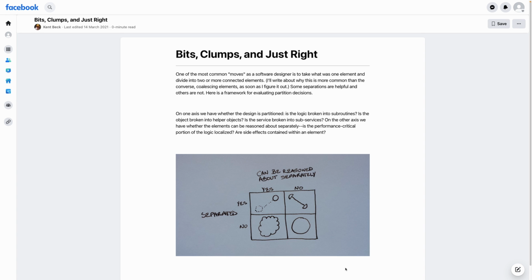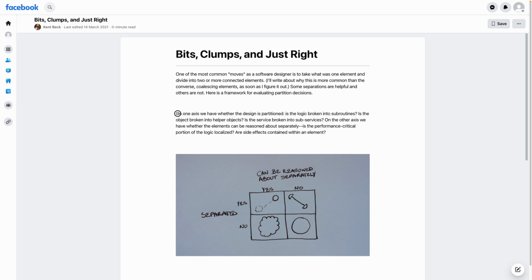So this is going to take in things like loose coupling, tight cohesion, monoliths and microservices, stuff you would have heard about and maybe not even thought about. One of the most common moves as a software designer is to take what was one element and divide it into two or more connected elements. Some separations are helpful and others are not. Here is a framework for evaluating partition decisions.